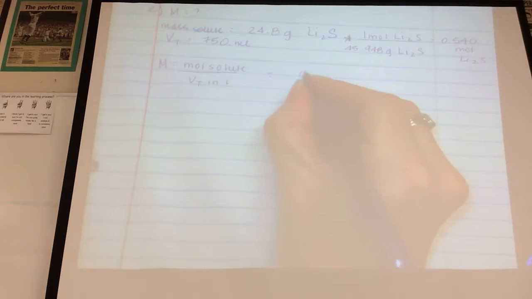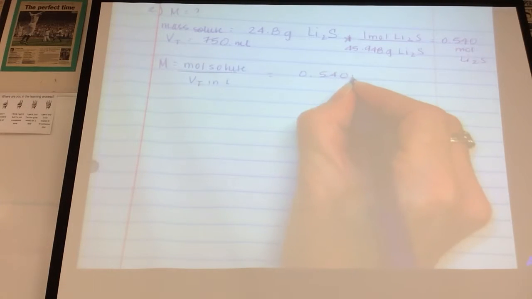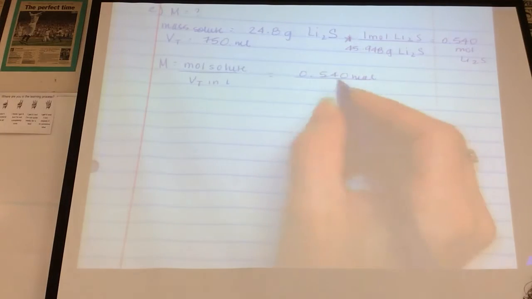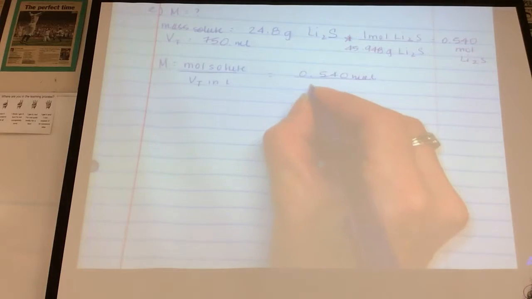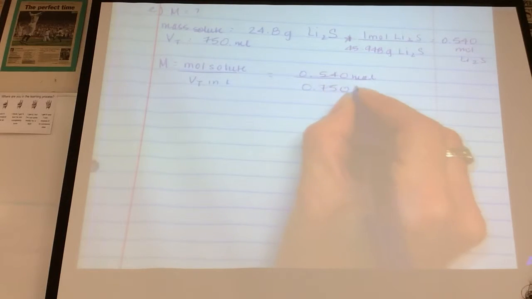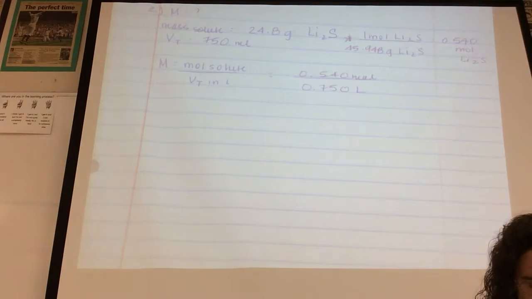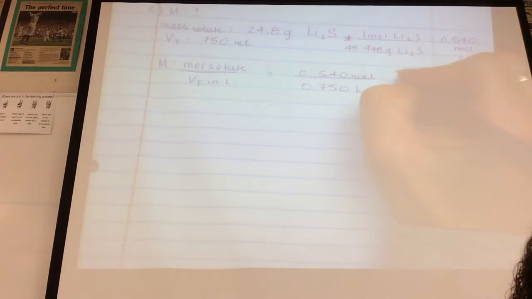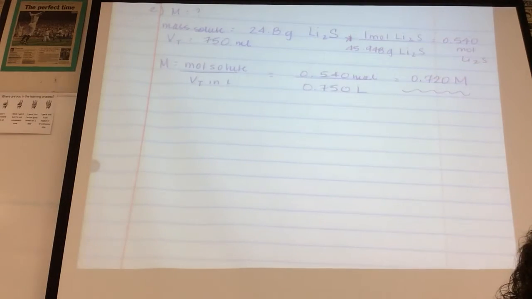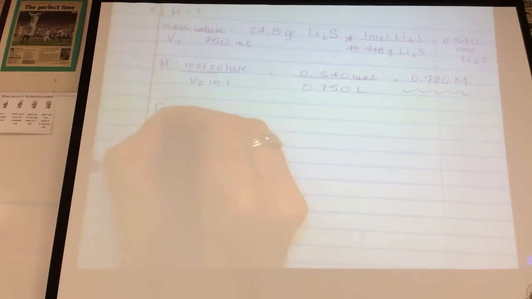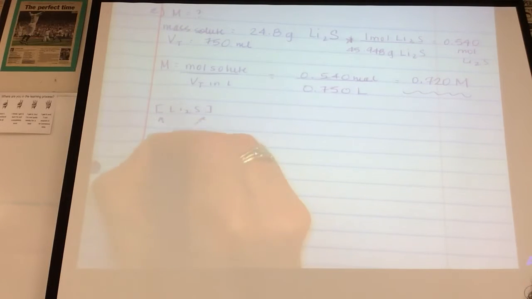So there's our moles. What about the volume? Use it as it is? Change it to liters. Move the decimal 3 to the left. That's the concentration, 0.720 molar. Sometimes we'll write it like this: lithium sulfide concentration, those brackets mean concentration.